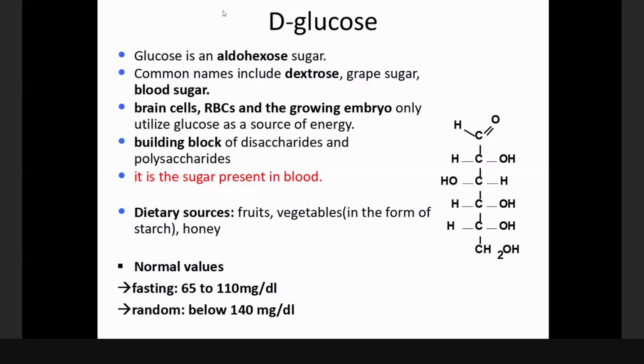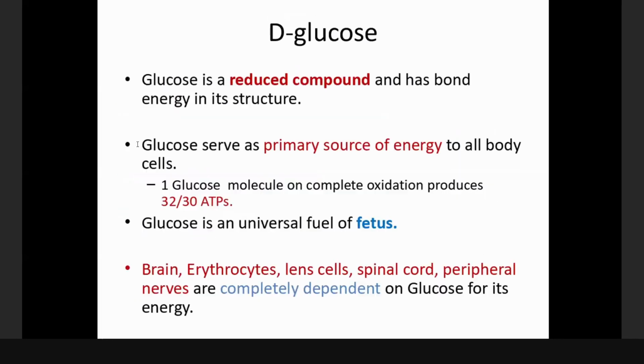Glucose, synonymously named dextrose or blood sugar, is a source of energy for our brain and red blood cells. It is also a building block of disaccharides and polysaccharides. D-glucose is the type of sugar present in our blood, and this is the normal value of D-glucose in our blood. If an individual's fasting blood glucose level is more than 125, the individual develops what? Hyperglycemia. And this hyperglycemia is one of the clinical indications of DM patients.